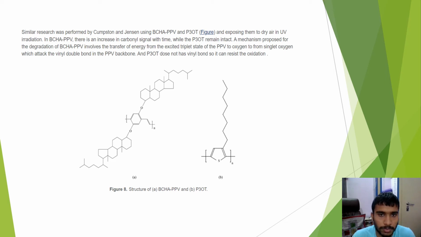A mechanism proposed for the degradation of BCHA-PPV involves the transfer of energy from the excited triplet state of the PPV to oxygen to form singlet oxygen, which attacks the vinyl double bond in the PPV backbone. P3OT does not have a vinyl bond, so it can resist the oxidation. This figure shows the structure of BCHA-PPV and P3OT.